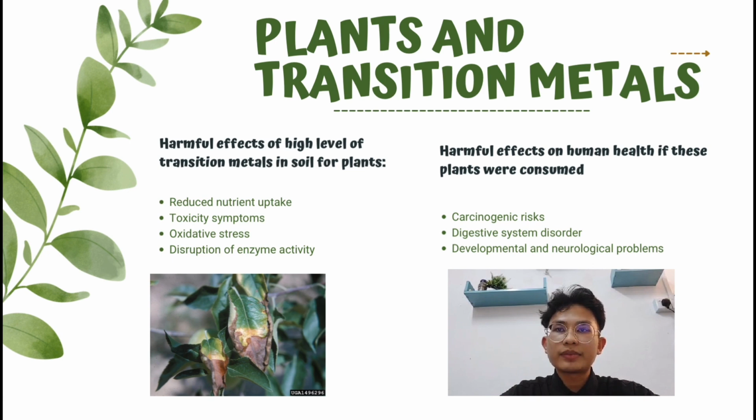Next is developmental and neurological problems. Certain transition metals like lead and mercury are known to have neurotoxic effects. Prolonged exposure to these metals through consumption of contaminated plants can lead to developmental issues in children, including impaired cognitive function, learning disabilities, and behavioral problems.